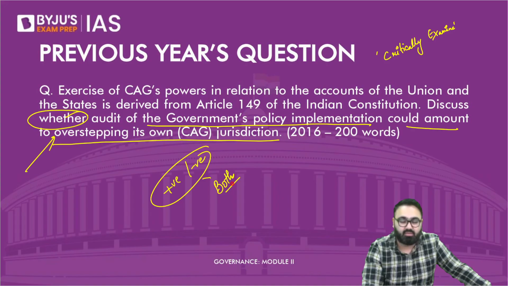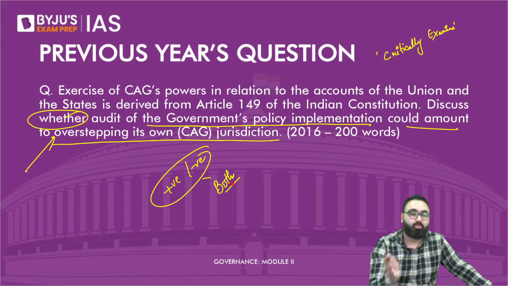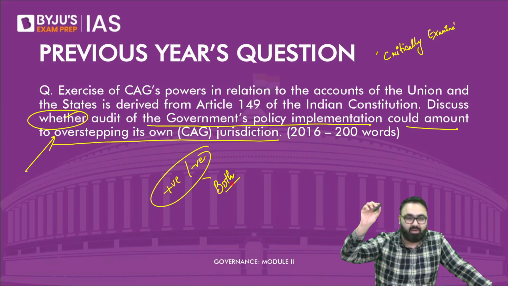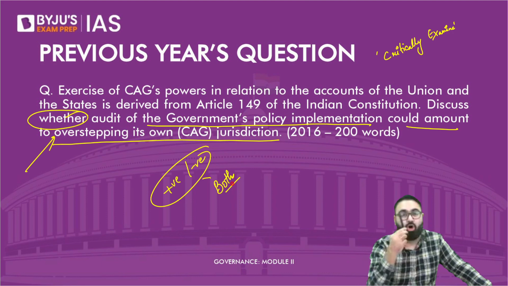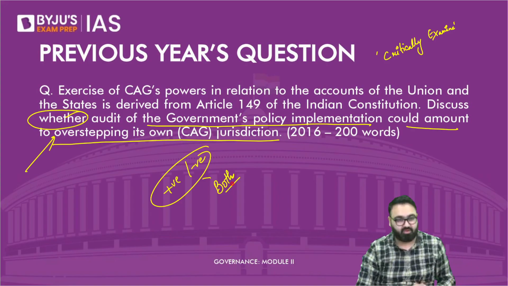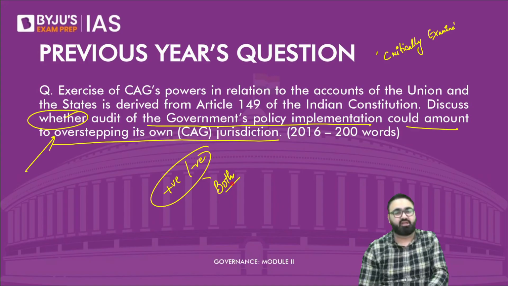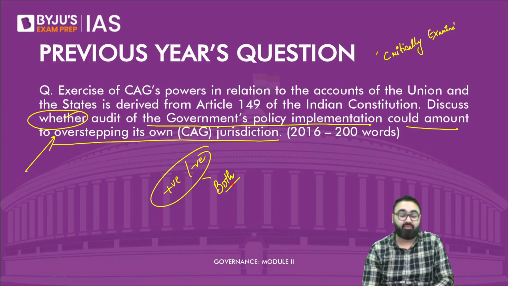The first argument is the positive one, that no, the CAG is not overstepping its jurisdiction. How? You can give examples of Dr. B.R. Ambedkar calling it the most important office. Give the example of the Supreme Court saying that the CAG is responsible for looking into the efficiency of the government. Give examples of how the audit reports of the CAG have brought a lot of important scams to the picture. So that will be the positive of it. They are not overstepping the jurisdiction. Even the Supreme Court supports it. Their reports have brought out multiple scams, etc.